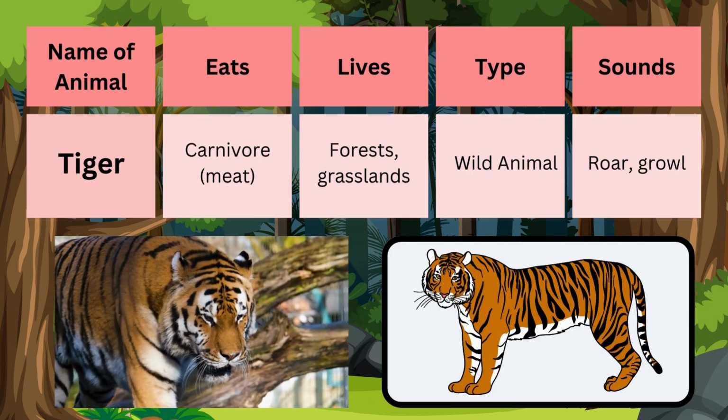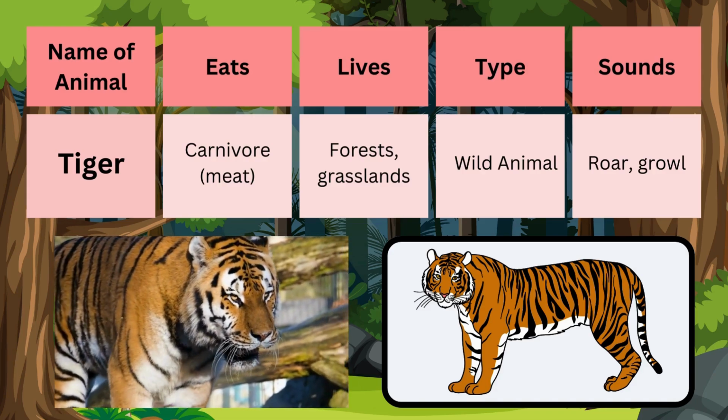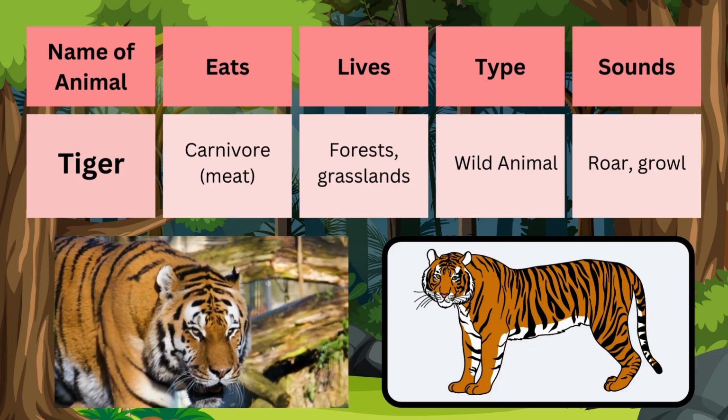Tiger. Tiger eats carnivore meat. Lives in forests, grasslands. Tiger is a wild animal. Sounds.